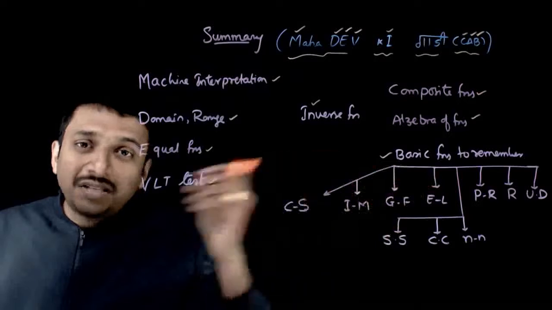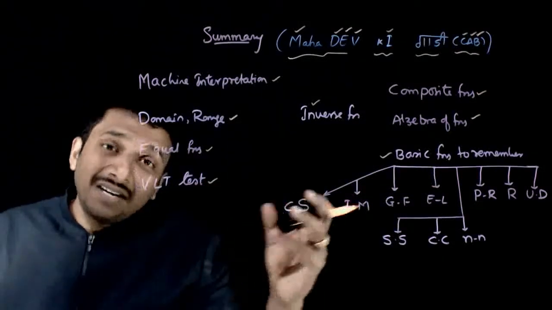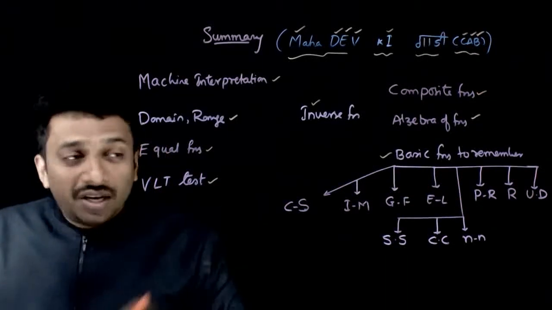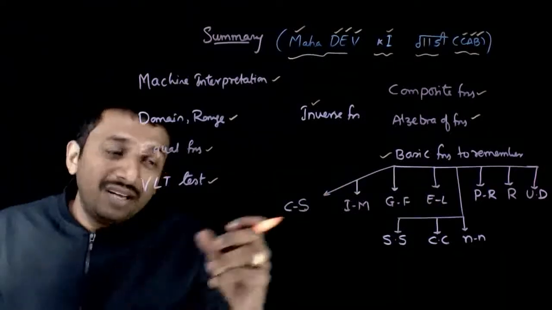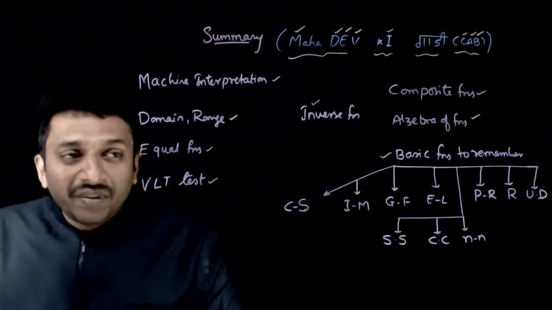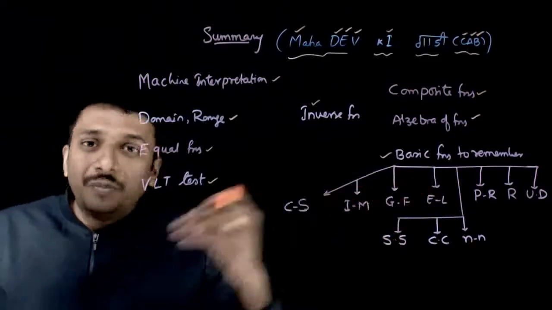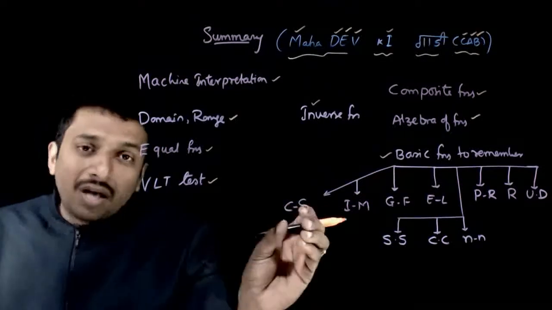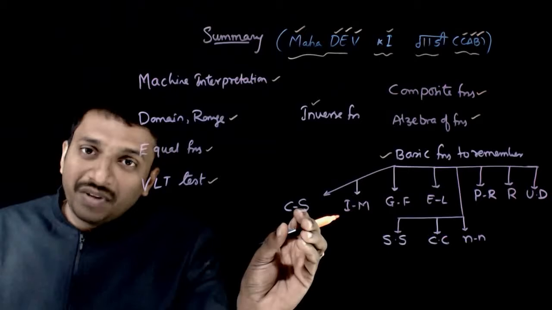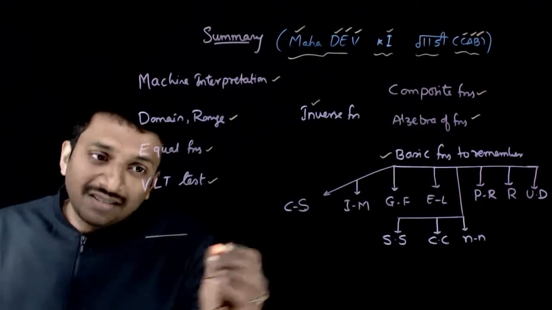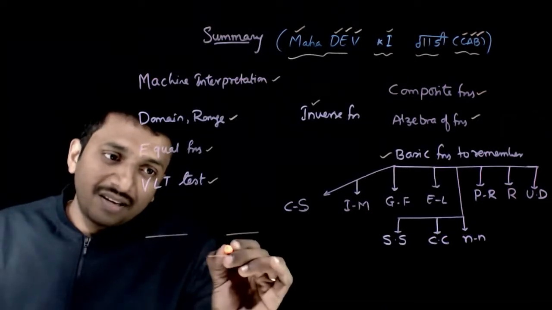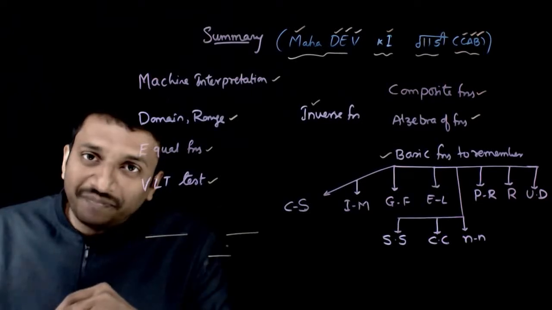And within basic functions, you have to remember that you have 10 different sets of functions. Remember them in pairs. That will be easy to remember instead of remembering one by one. Constant function and signum function. Constant function's graph is like this. Signum function's graph is like this, right?